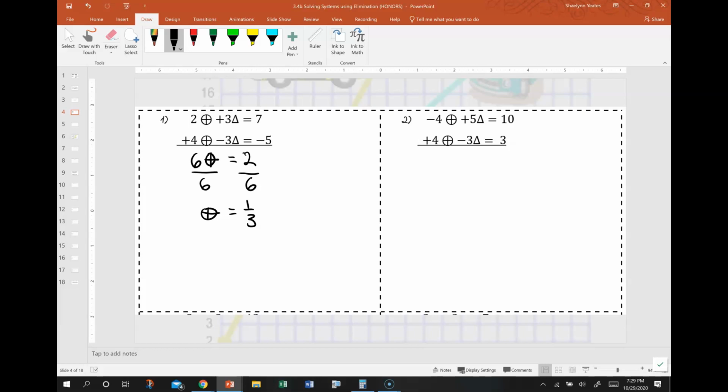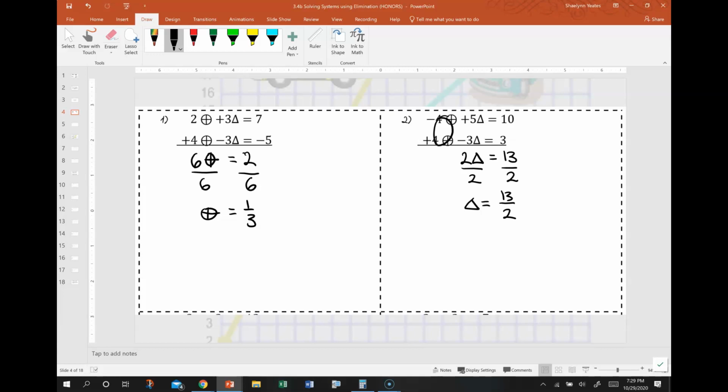Now let's try the same thing on number 2. So I've got negative 4 weird circle thing plus 4 weird circle things. So that's 0 weird circle things. And I've got 5 triangles minus 3 triangles. So that's 2 triangles. And I've got 10 plus 3. Well, that's 13. So then I would divide both sides by 2 if I wanted to solve for triangle, and I would get triangle equals 13 halves. If I wanted to from here, I could go find weird circle thing, but I don't want to.